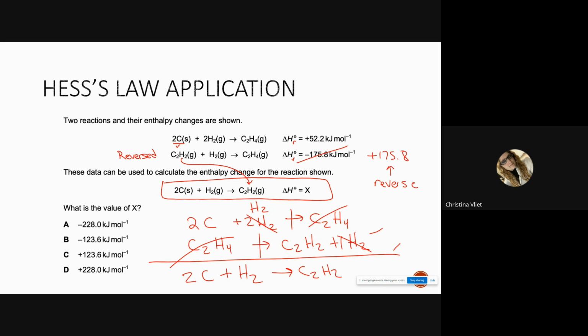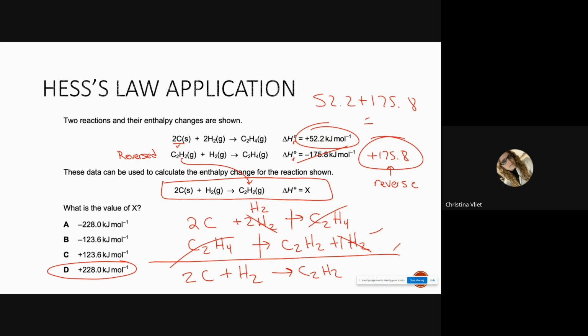So instead of energy being released, the same amount of energy would have to be put in. And once you've done that and you combine these reactions, you actually can combine the delta H's as well. So we would be combining 52.2 with 175.8. So 52.2 plus 175.8 is what answer? 228. And the answer is B. That's it.